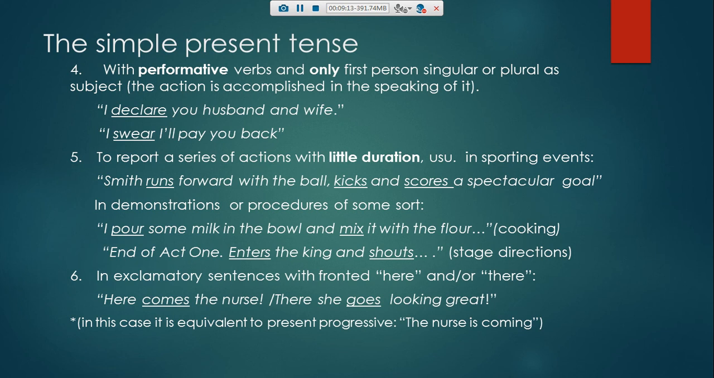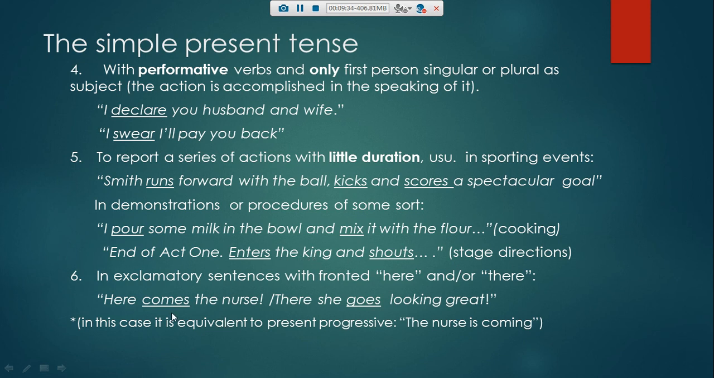Or in stage directions at the theater. You might read in the play, end of Act 1, enters the king and shouts. Notice the fronting of the verb. This is typical of this register. But of course, you could also say the king enters and shouts.